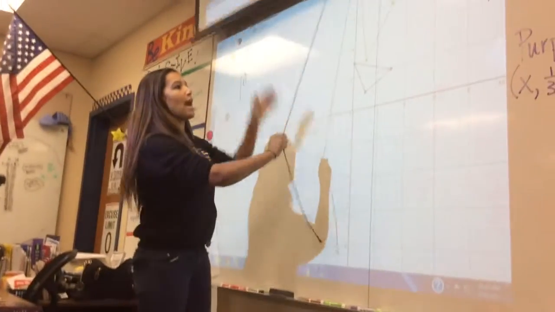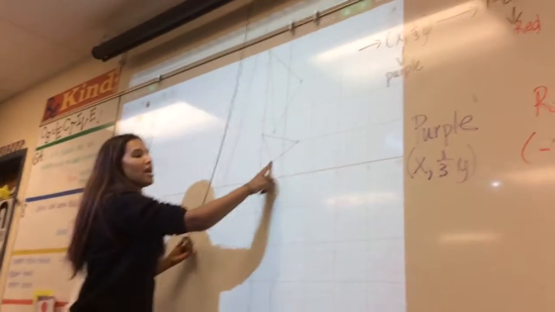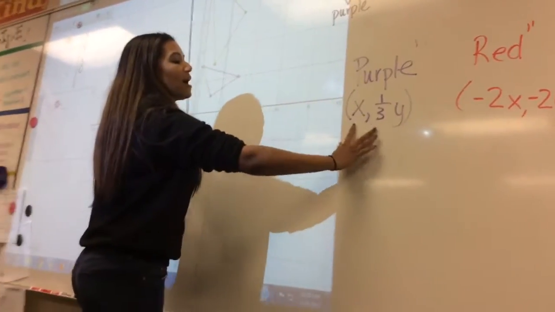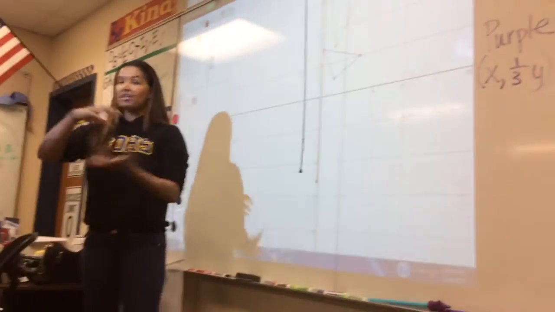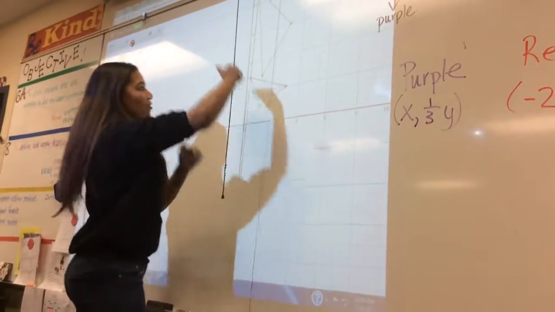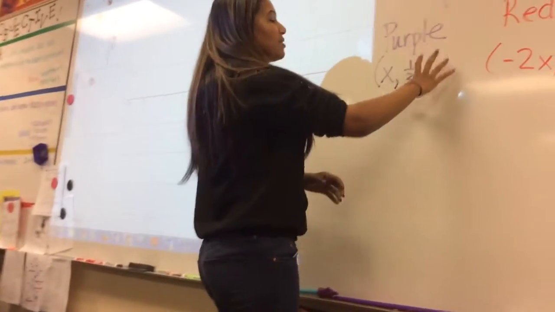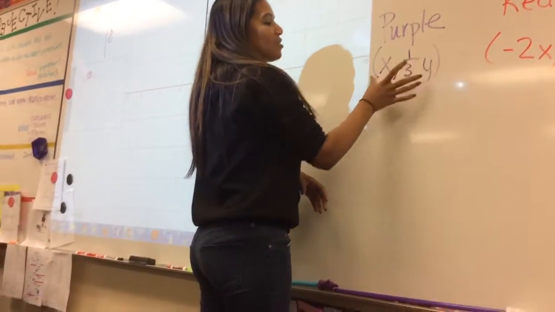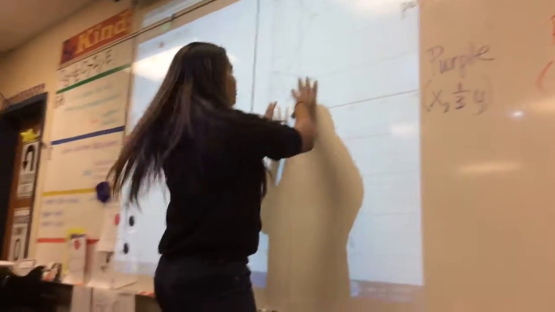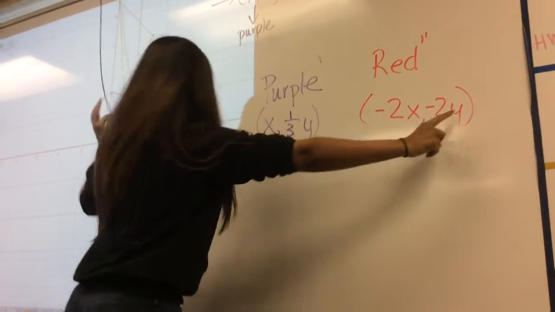Okay, so we just saw what happened with the green triangle being transformed to the purple, and we discovered this idea about vertically shrinking instead of stretching, because we had a third of the y, and we talked about the domain and range and how that was affected by this transformation. Now we're going to look at what happens if we take this x and y, the purple triangle, and we apply another transformation using this direction here, negative 2x, negative 2y.